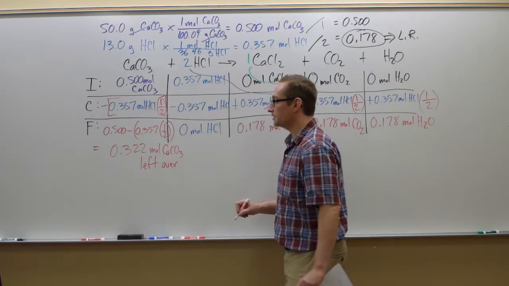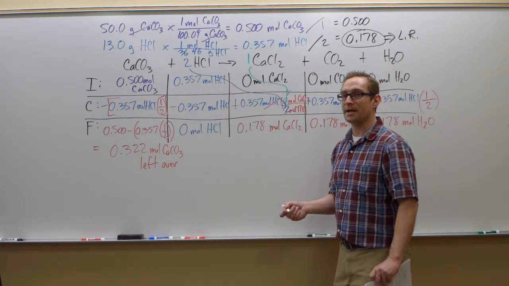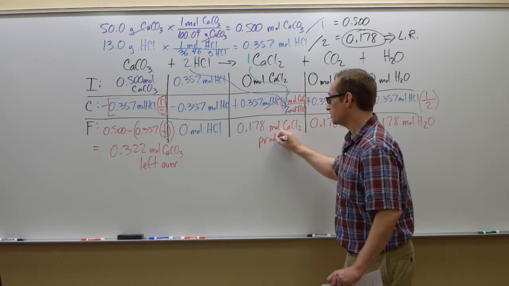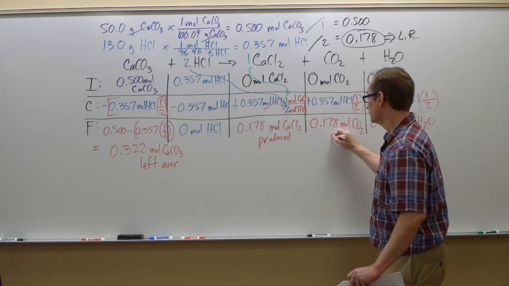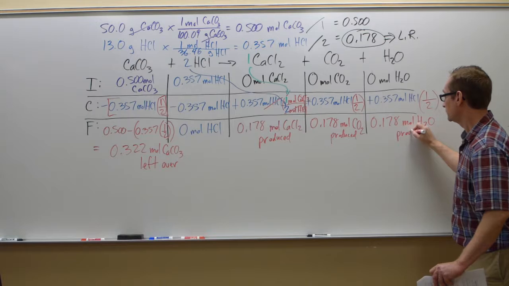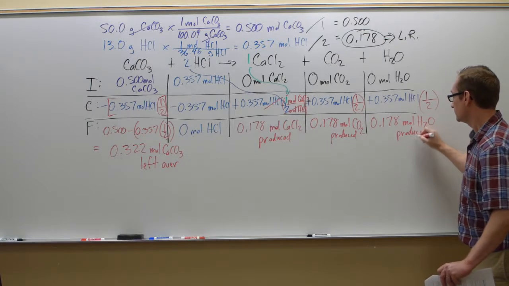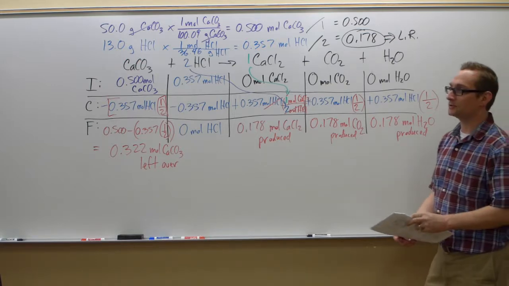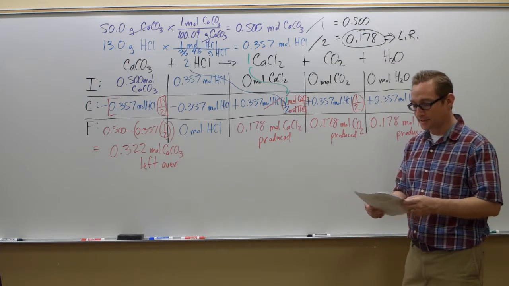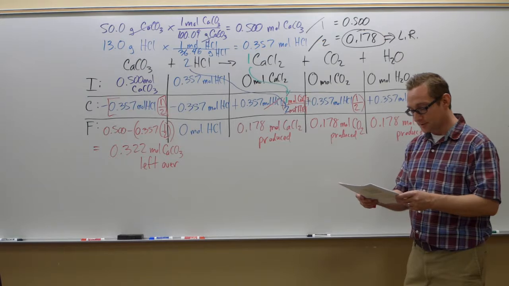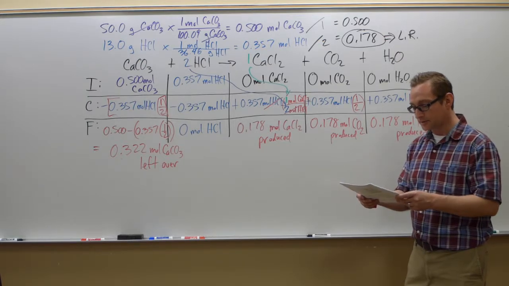I'm going to say moles of calcium carbonate left over, right? That's the excess reactant, that's what's left. And then these are all products that were produced. All right, so let's get to the actual question that it asks us. Okay, it says, it happens real fast, you'll see. How many grams of calcium chloride are produced?